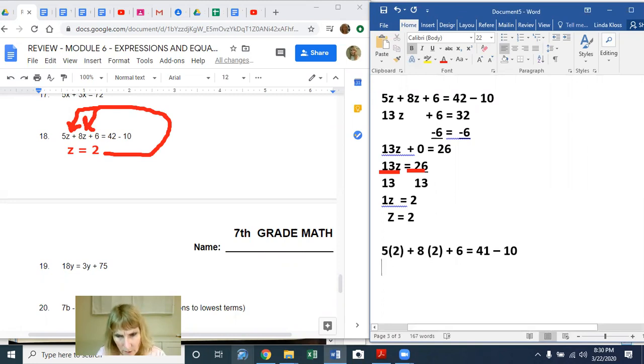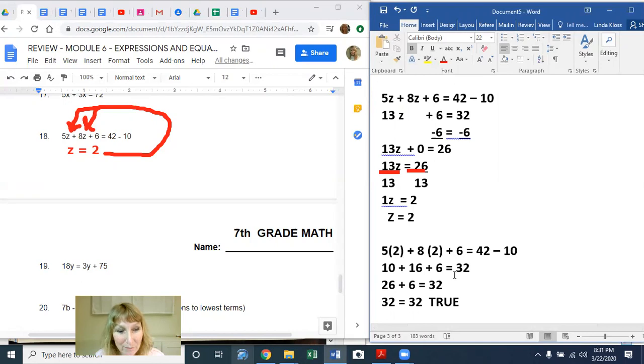So 2 times 5 is 10, plus 2 times 8 is 16, plus the 6 should equal 42 minus 10. See, my mistake. We figured that out before to be 32. And now 10 plus 16 is 26, plus 6 equals 32. 26 plus 6 is 32. 32 equals 32. The statement is true. So we did it right. So our z value is correct.